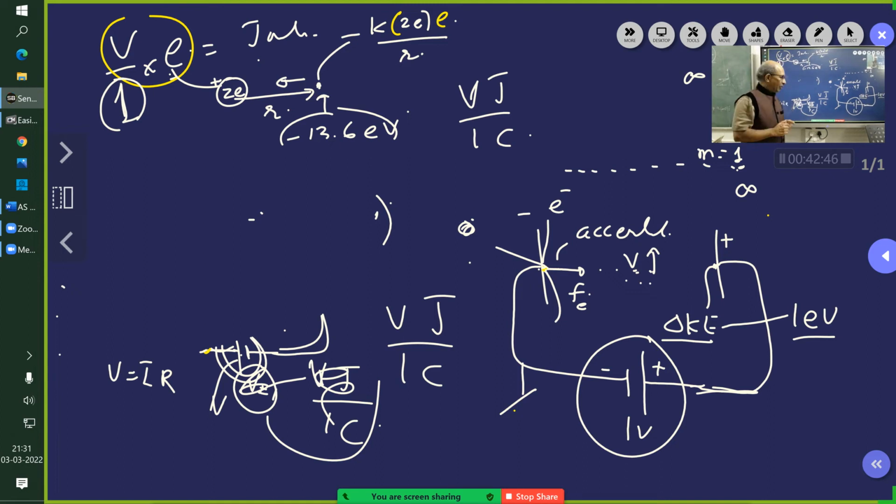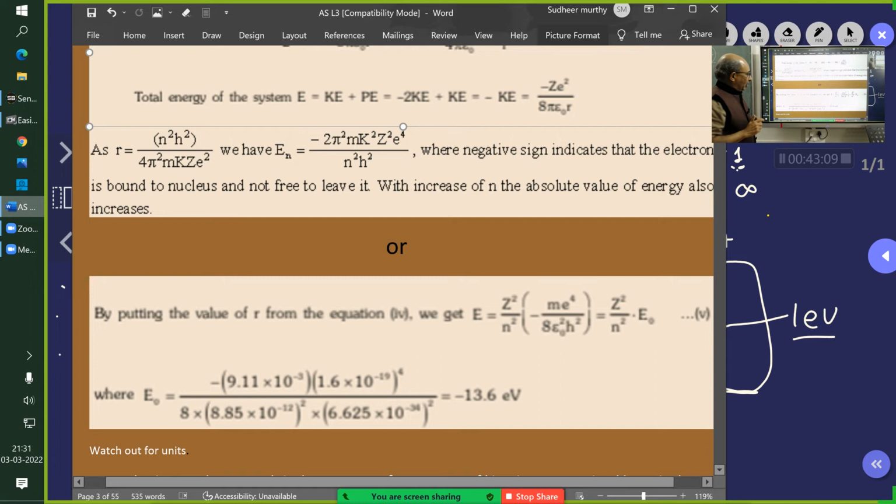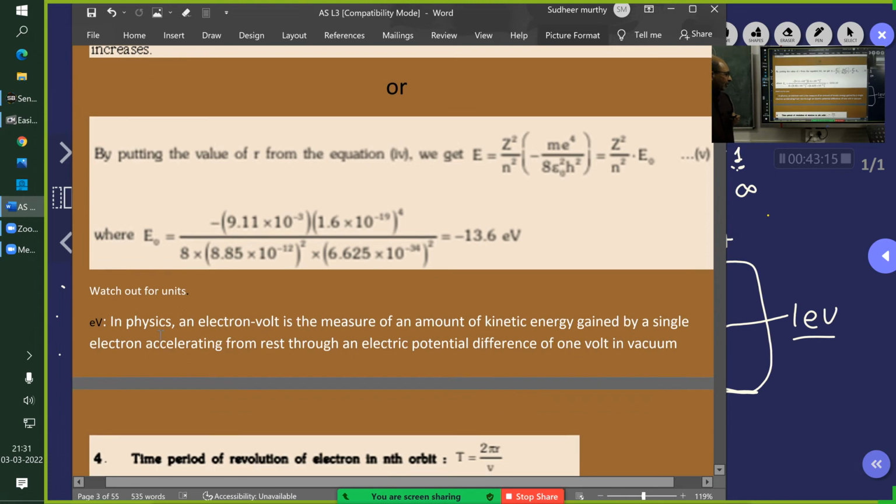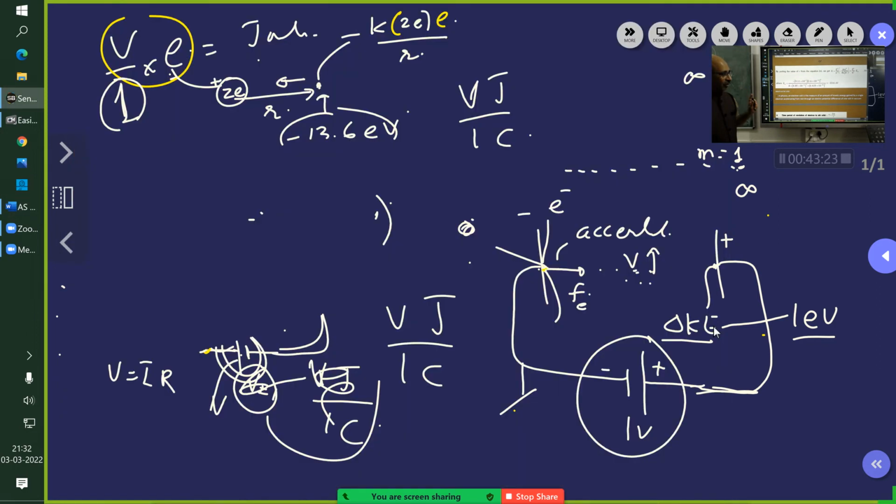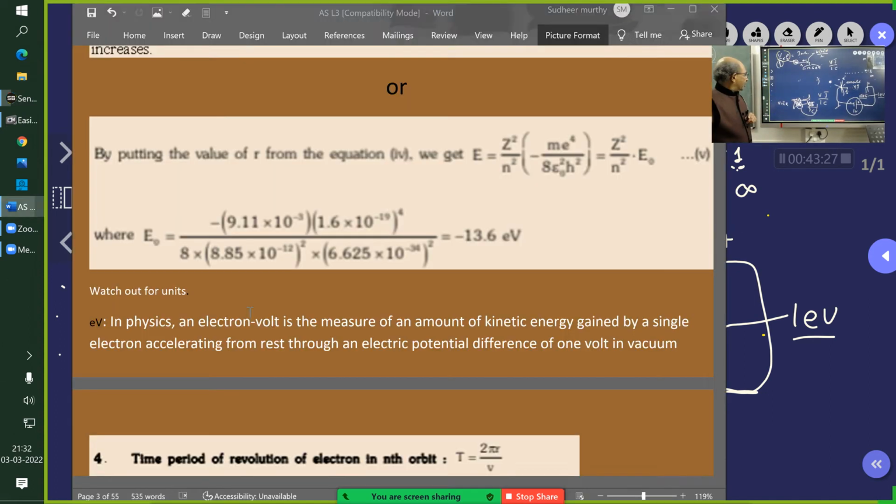Clear? See, I am making sure that you learn everything as we are progressing. No assumptions here, unnecessarily. Scientists can assume postulates and all, but we cannot simply assume and keep moving forward. So the units are going to be extremely important for us. So that is how the electron volt has come. In physics, the electron volt is a measure of the amount of kinetic energy gained by a single electron accelerating from rest through an electric potential difference of 1 volt in vacuum. So this is the diagram which is telling you what I said.